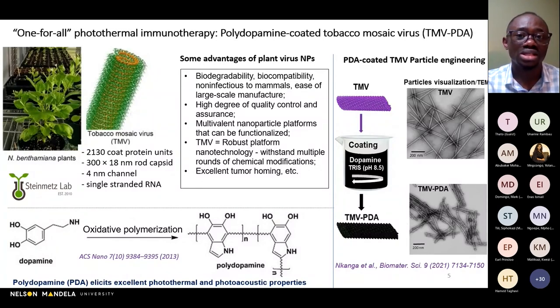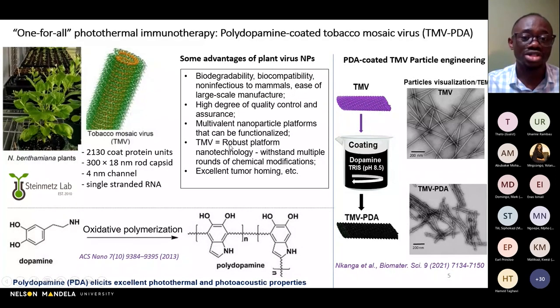For that, we considered working with plant viruses as immunogenic agents, because naturally they are immunogenic. In the lab of Professor Steinmetz at the University of California, San Diego, they are working on repurposing plant viruses as a platform nanotechnology, given several advantages of plant viruses, such as high biodegradability and biocompatibility. They are not able to replicate in mammalian cells. They can be massively produced through molecular farming or fermentation. If you make nanoparticles out of them, you have good control over the quality of the product, because of high homogeneity: each particle is basically a clone of the other, so they really look alike, size-wise and shape-wise.